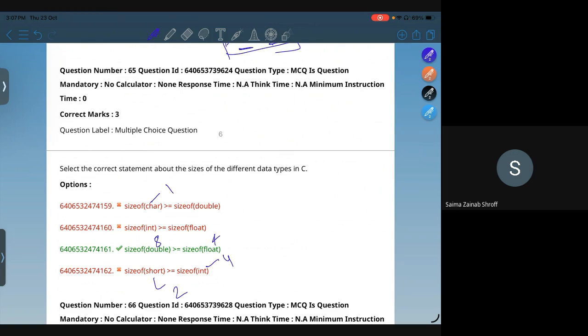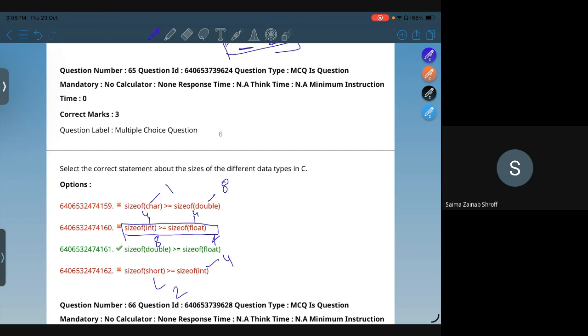Now we can directly answer. This is 8. Int is 4. This is 4. This can also be true, no? Then float is not 4? Let me just check. No, the float is 4. Float is 4, yeah. Then this option can be correct, nothing wrong in there.